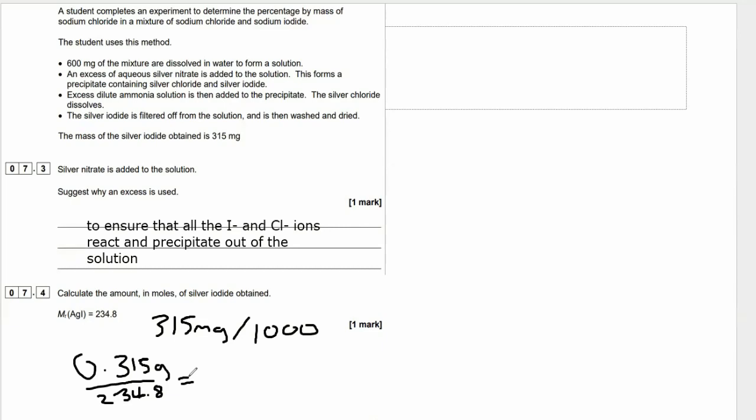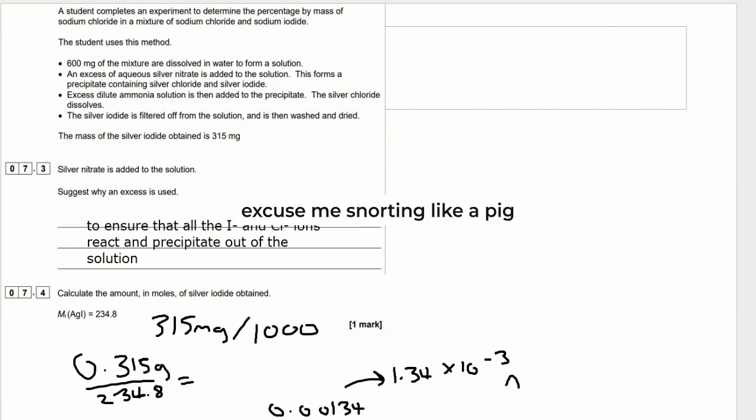So 0.315 divided by 234.8, and we get a lovely grand sum of 0.00134. Or, if you like, you could write this as 1.34 times 10 to the minus 3. So it all depends what you like. And that's the number of moles. I like to write an n, but there we go.